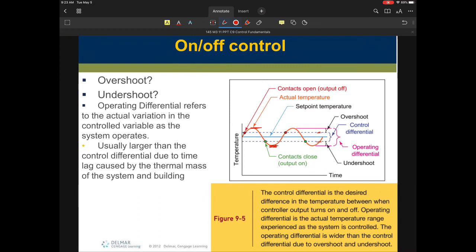Now it's waiting for that concrete to warm up. And so by the time the concrete warms up and dissipates some of that energy out of the concrete into the room, you have put so many BTUs into that concrete that the concrete's now going to overshoot. And even though your control differential was set to maybe 2 degrees, you may have an operating differential that could end up being 6-8 degrees because you're going to overshoot that space temp so far.